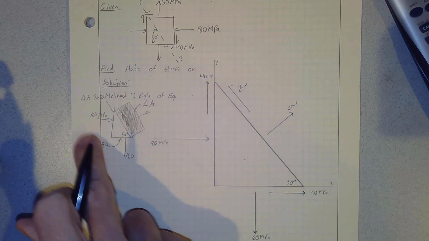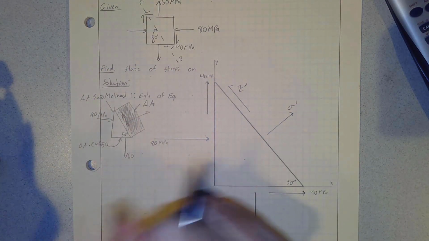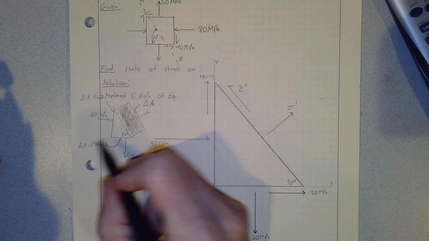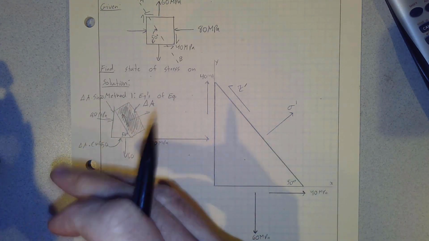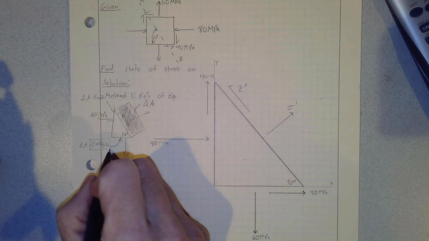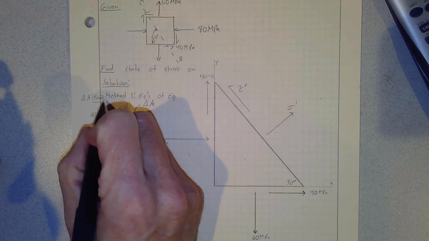Okay, so just kind of thinking through the areas, we'll see once we start writing our actual equations of equilibrium that those delta A's will all cancel out. But what won't cancel out is this factor that we've put in there, the cosine 50 or the sine 50 here.